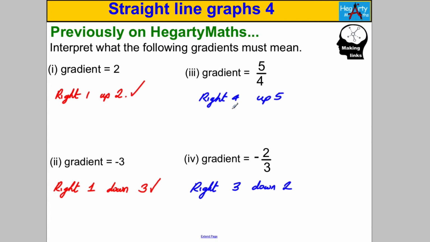Now here's the skill we absolutely need for this video. If I told you the gradient was a fraction, 5 over 4, remember we meant that bottom number there means as you go to the right by 4, you go up by 5. And here, as you go to the right by 3, because it's a negative gradient, you go down by this number 2. And that's going to be absolutely crucial when we're drawing our straight line graphs with fractions and negative fractions. Okay, let's try some questions.